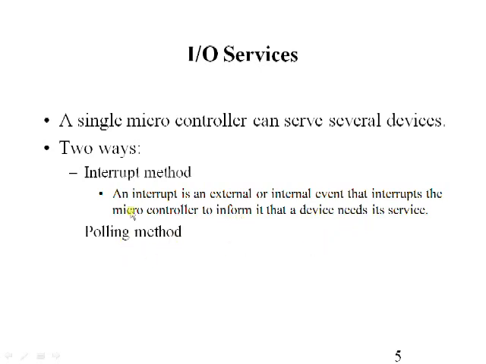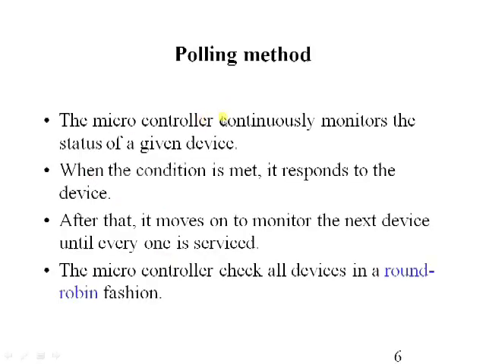Let us see what the polling method and the interrupt method are. What happens in the polling method? In this method, the processor has to monitor the status of each and every peripheral continuously, and after that it moves on to monitor the next device until everyone is serviced. As soon as it recognizes that one of the peripherals requires its service, it provides the service and then continues to monitor the next device. It does this monitoring operation in round robin fashion.